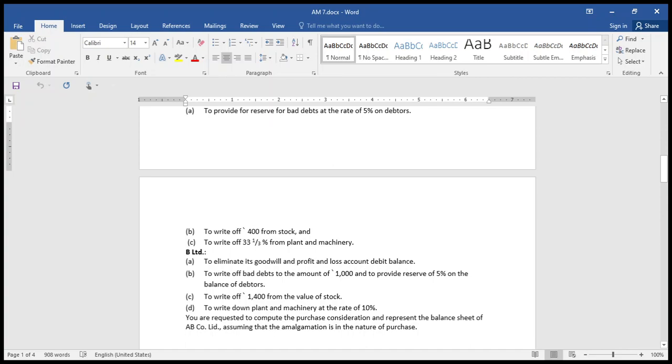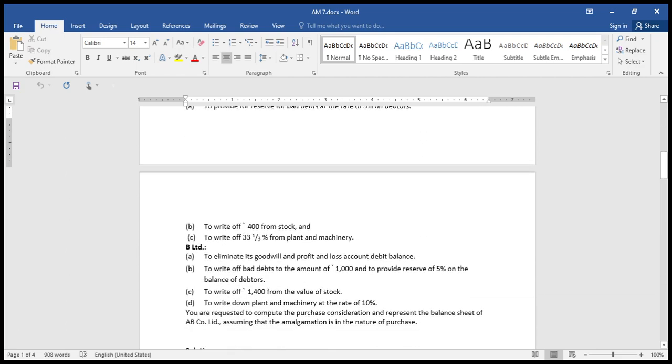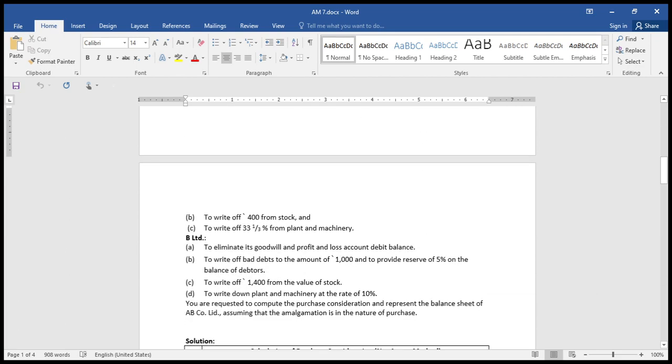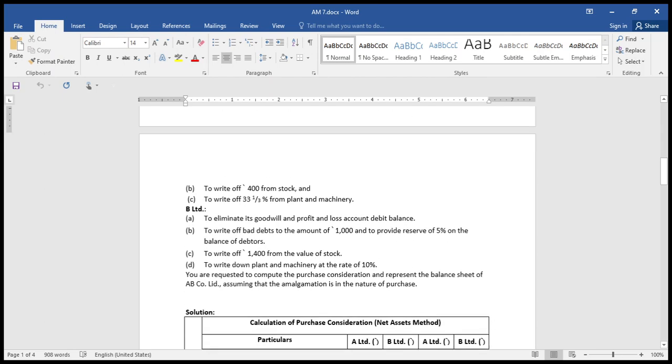Next, to write off rupees 400 from stock. From the stock of A Limited, we have the book value of rupees 10,000. Out of that, 400 should be deducted. Next, to write off 33 1/3% from plant and machinery. So we have to charge the depreciation to the extent of 33 1/3% from plant and machinery of A Limited. So these adjustments must be considered at the time of calculating the net assets or purchase consideration.